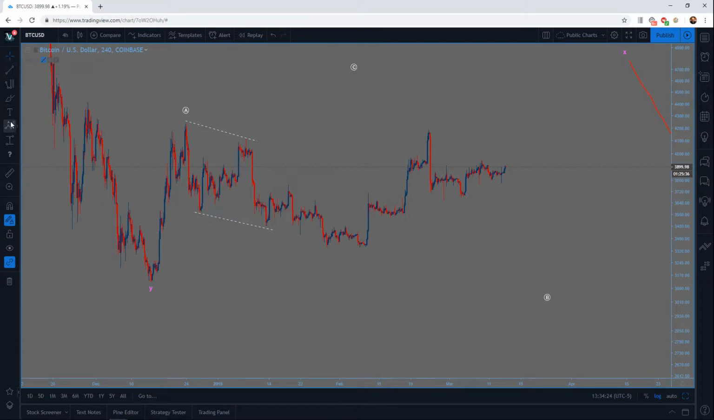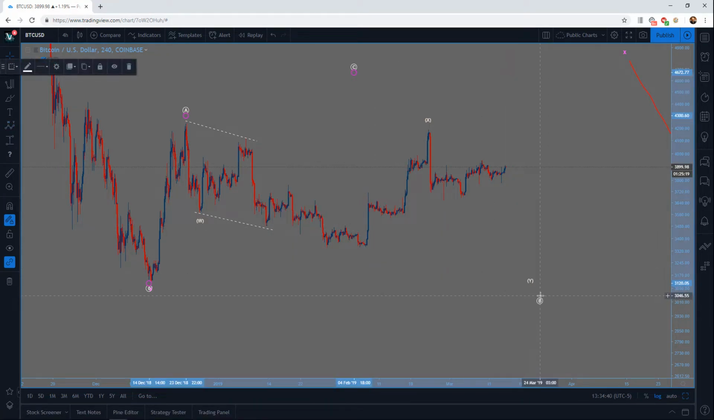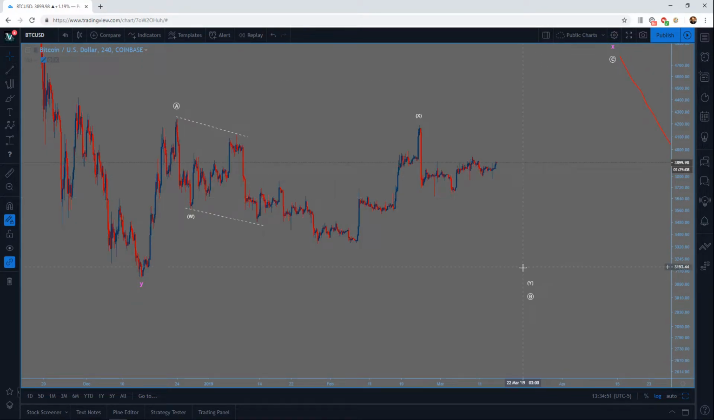And you guys are going to yell at me for that. Let's call it a WXY, because that's what it is. W, this was the top of our X, and we're putting in a Y here. And then we're looking for C. Like so.